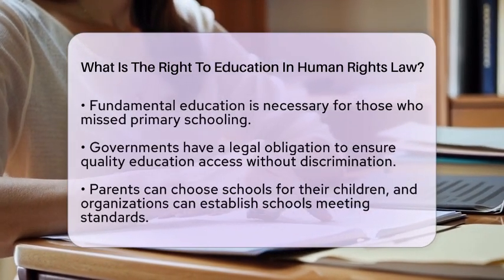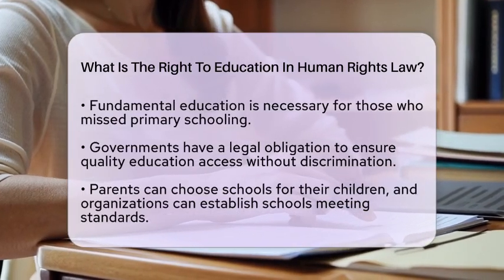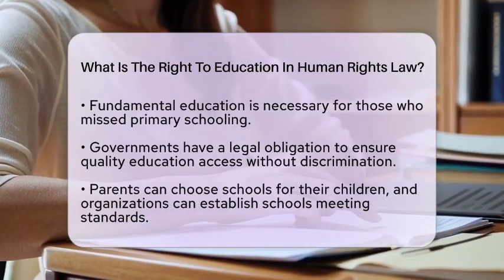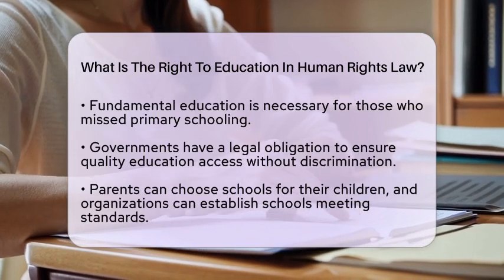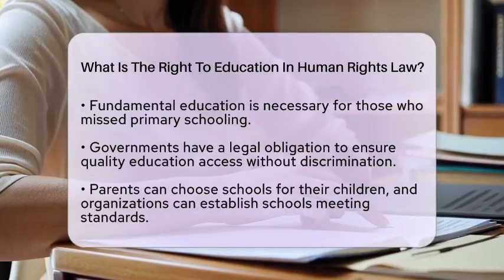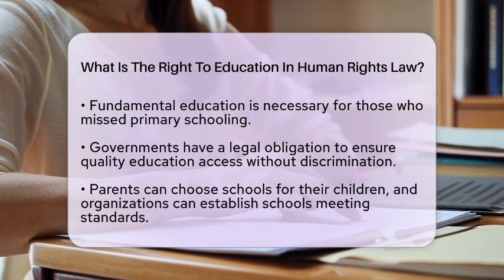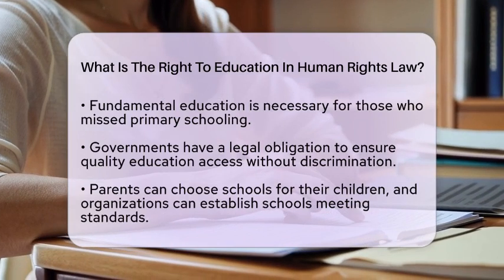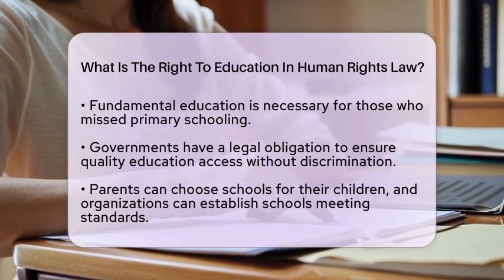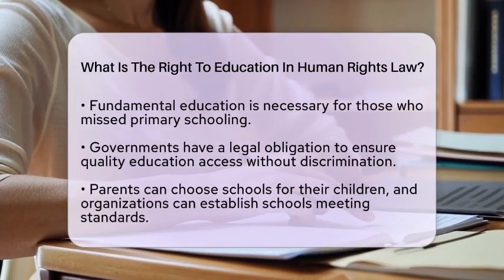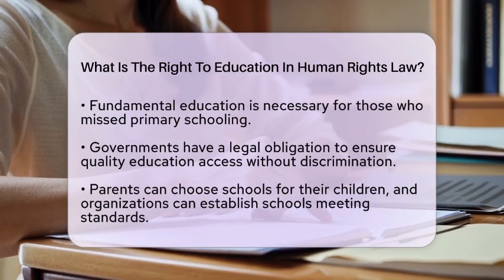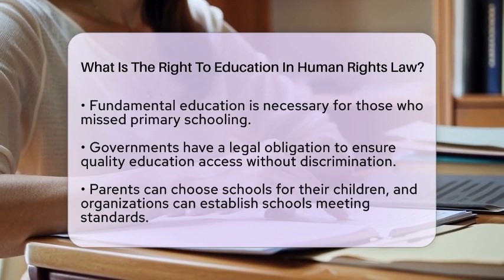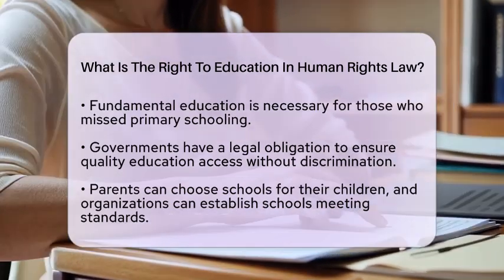In practical terms, governments are responsible for ensuring that all children can access quality education without discrimination. This is an international legal obligation, and governments can be held accountable if they fail to meet it. Parents have the right to choose schools for their children, and individuals or organizations can establish schools that meet minimum standards. For law students, studying the right to education involves analyzing how international treaties are incorporated into domestic law.